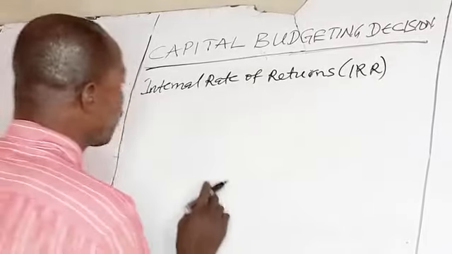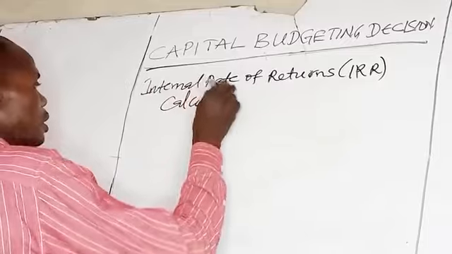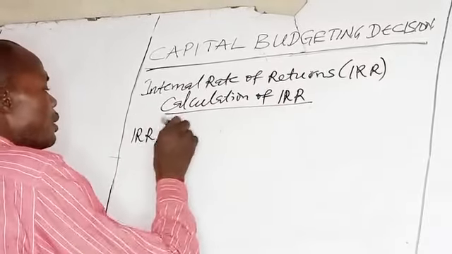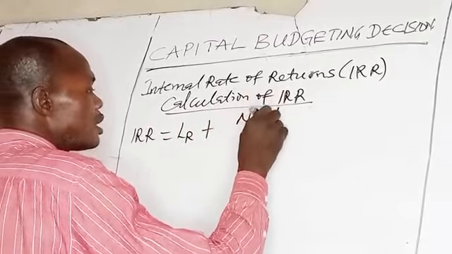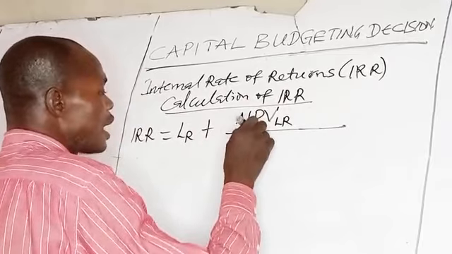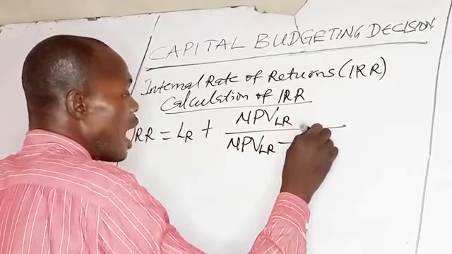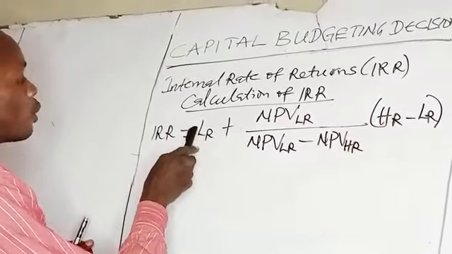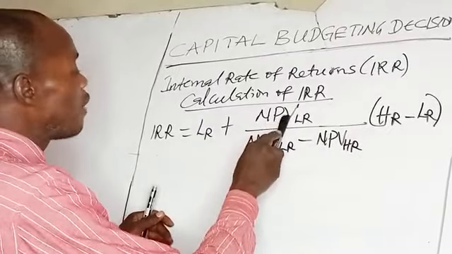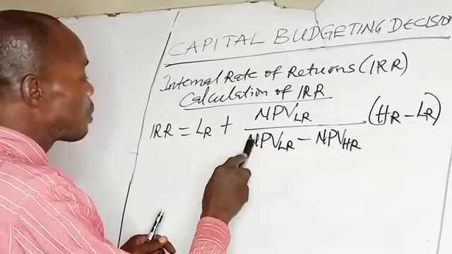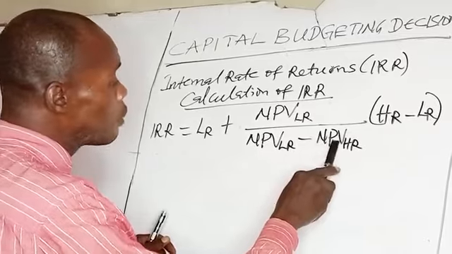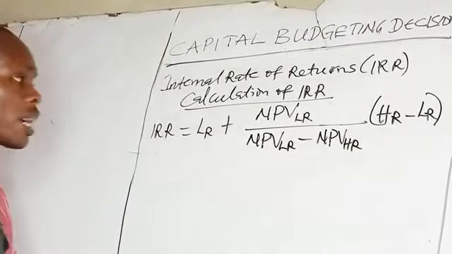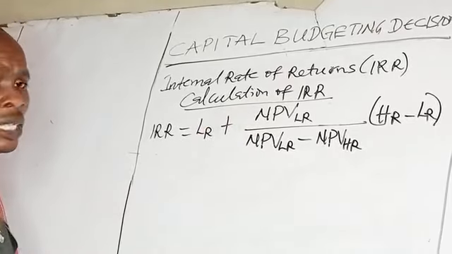So, calculation of internal rate of return by interpolation method. Calculation of IRR by interpolation. IRR equals the lower rate plus the net present value at the lower rate, over net present value at lower rate minus net present value at higher rate, multiplied by higher rate minus lower rate. LR stands for lower rate. This is net present value at lower rate. This is net present value at lower rate. This is net present value at higher rate. This is higher rate minus this is lower rate. This is the formula for calculating the internal rate of return by interpolation.